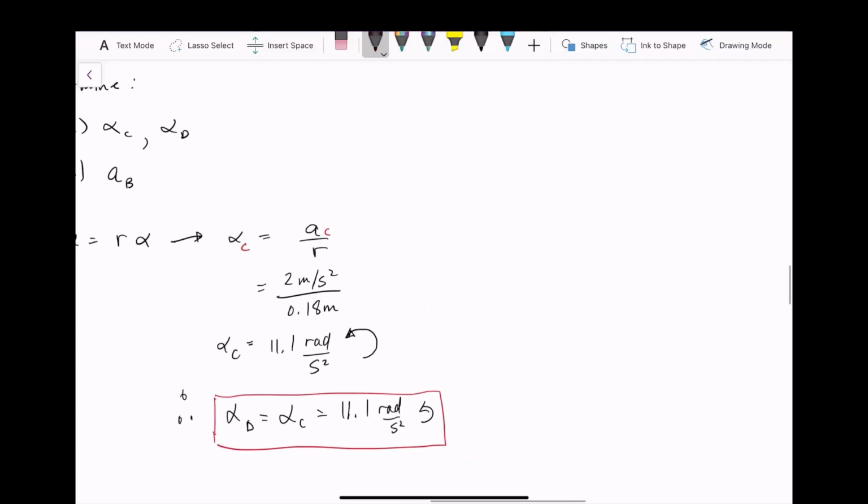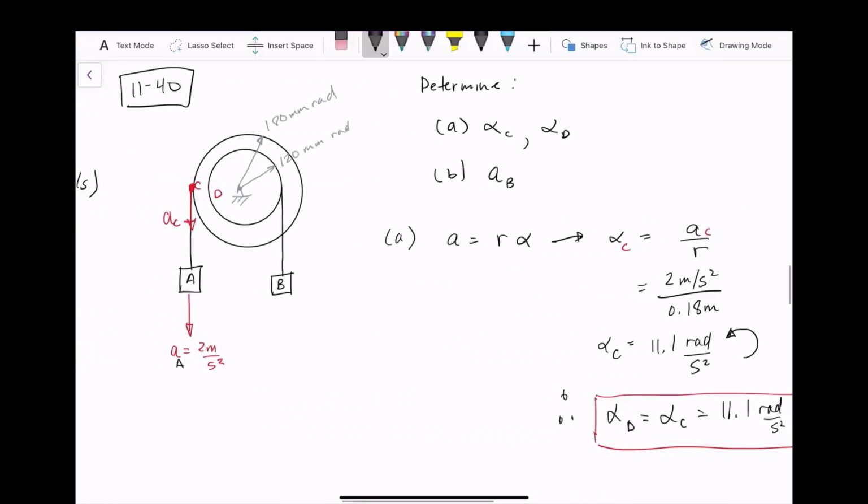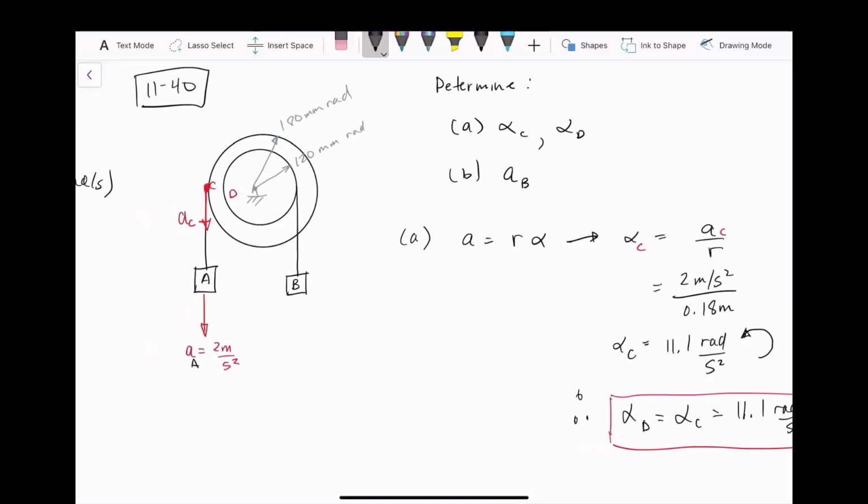Okay, next we want to solve for part B. So in this one we are actually being asked to find that linear acceleration at B. As I said, we know it must be going up, but we don't know what value that is. It's at a different radius arm, so it cannot be equivalent to the 2 meters per second squared downwards. How do we find it? Well, we do have the angular acceleration. We know that any point on these two wheels will have the same angular acceleration.